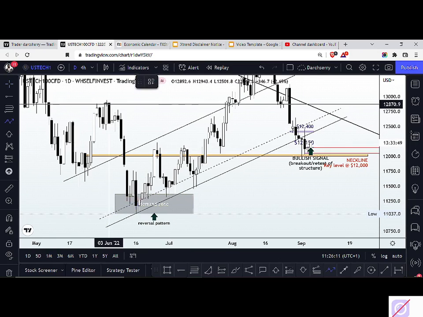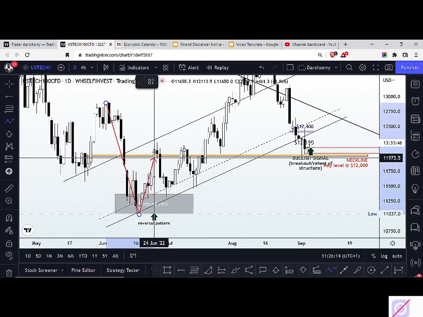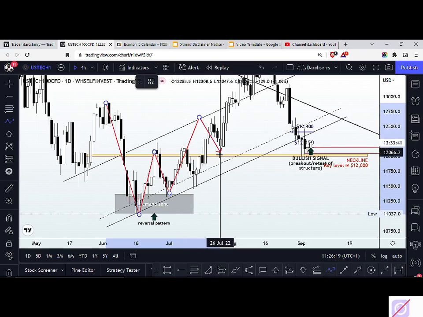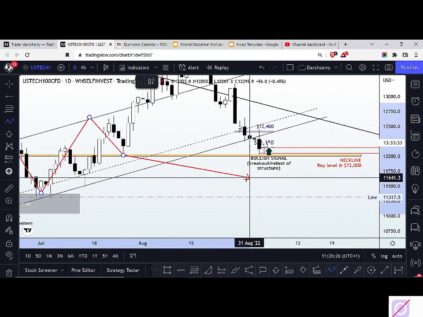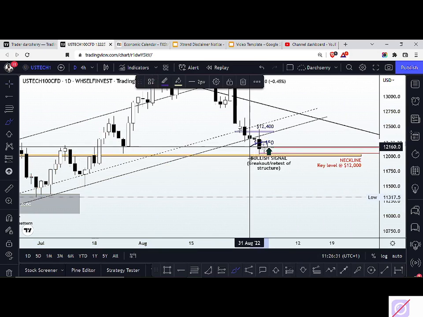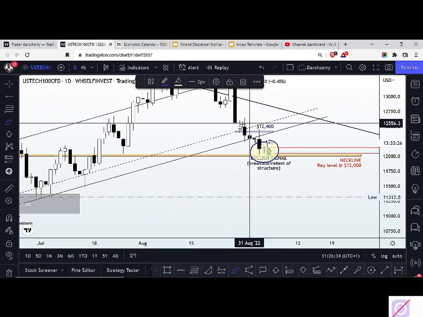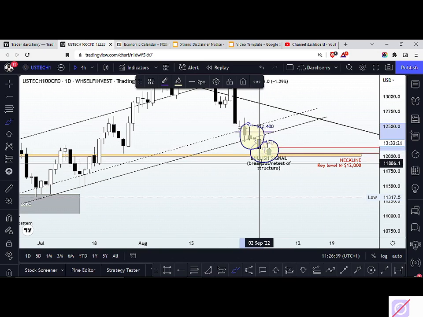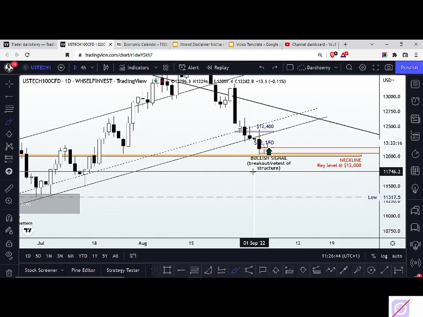Remember, we had this reversal pattern, something like a double bottom structure, after which we saw the breakout of that structure. Price came back to retest the neckline before we saw that bullish momentum to the upside. So right now, price is back within that neckline zone. We have a breakdown of the channel, and then price coming to retest the neckline identified at the $12,000 area. So this makes things more interesting for the week.